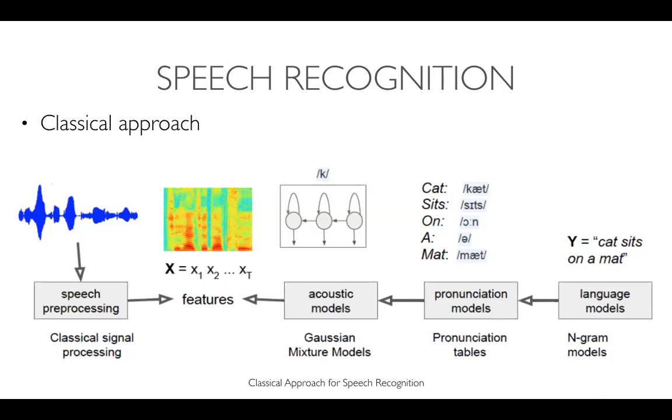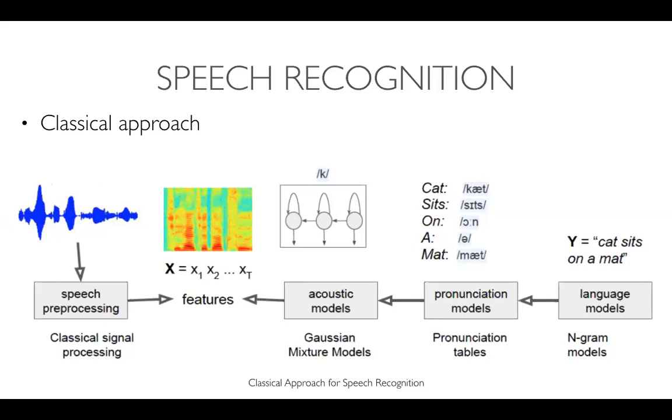So what happens in a classical approach is we have this audio, we have the signals, right? Then we pass it to the speech preprocessing step, and some classical signal processing is applied. Then we pass it to the features, and the core idea is that we have a predefined set of features like phonemes, syllables, etc., which are basically n-gram models.